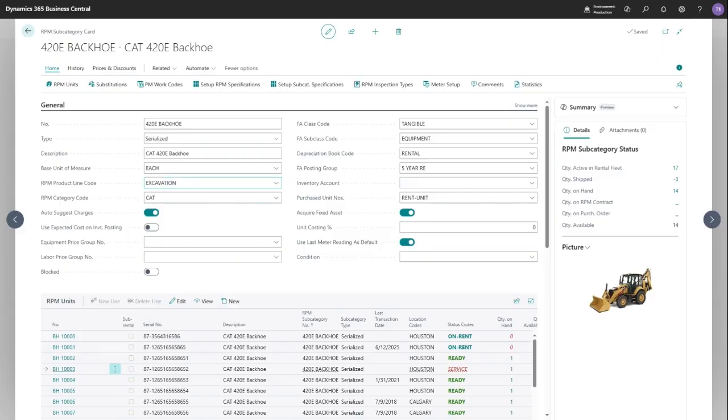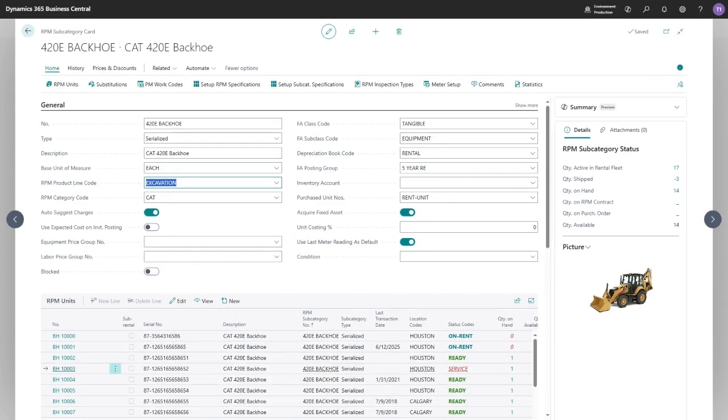So you'll notice here, the highest level is the product line code. In this case, it's part of the excavation product line. Next is the category code. Moving down here, we put it into the Caterpillar or CAT category code. Next is the model or the subcategory, the 420E backhoe. And lastly is the actual asset itself, the unit down here.